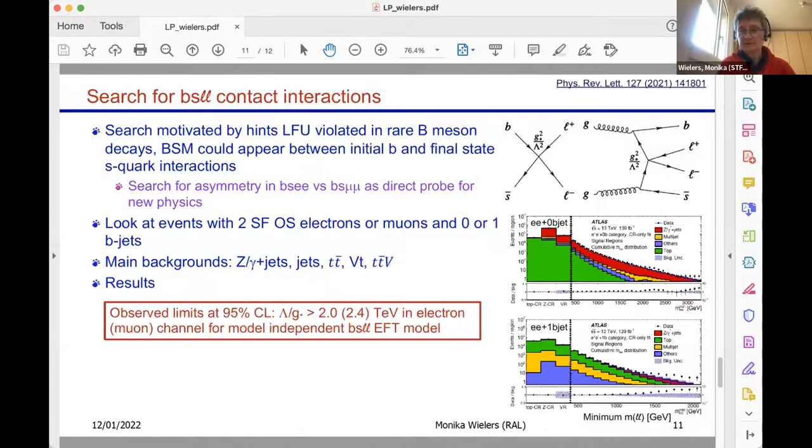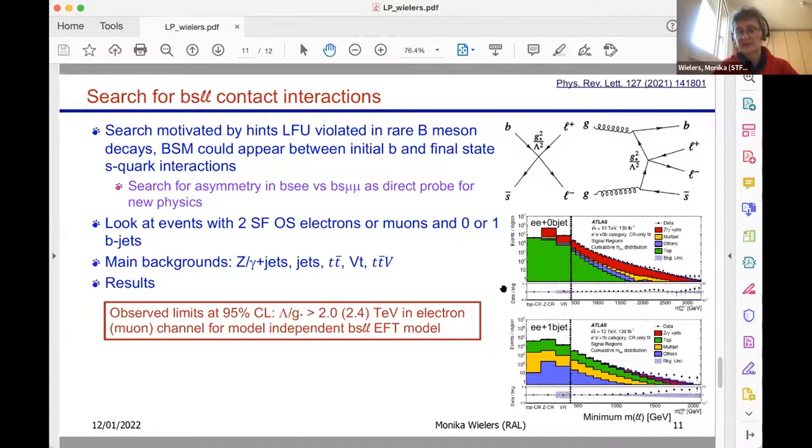The last analysis I want to show you is about contact interaction. This is a search which is motivated by the hint for lepton flavor universality, which is violated in rare B meson decays, and we have also already heard in this conference about this. Here, beyond standard model physics could appear between an initial state b quark and a final state s quark. What we have been doing in ATLAS is looking at a final state with a b and an s, and either two electrons or two muons in the final state. Now you can look for an asymmetry in these two final states, which is a direct probe for new physics.